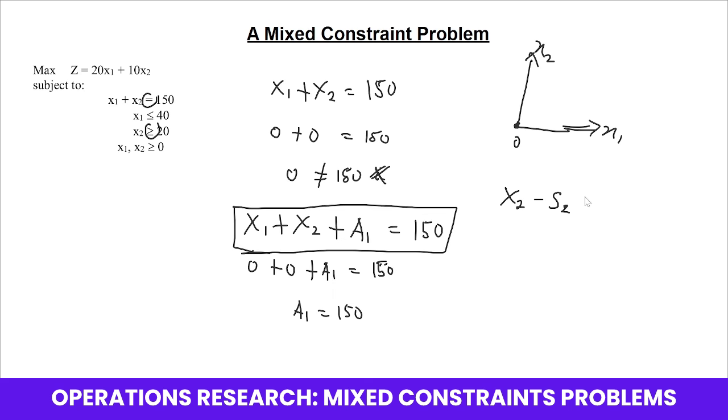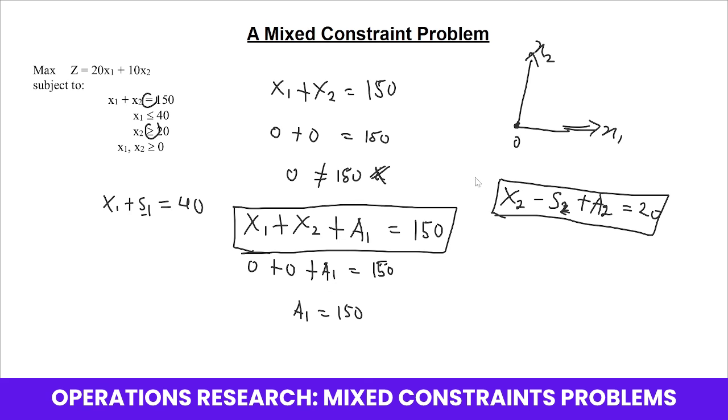s2 plus a2. The reason why I'm using s2 here is that the second constraint, as I said earlier, we just add a slack variable to it. So that one will take the s1. So this will be s2. This for the equal to 20. So that is it for the third constraint.